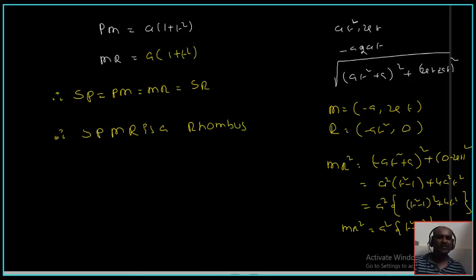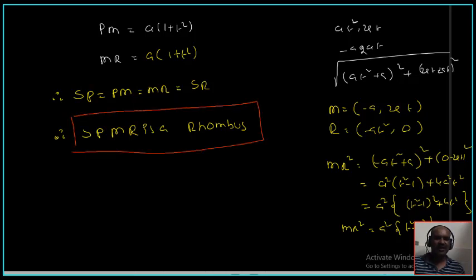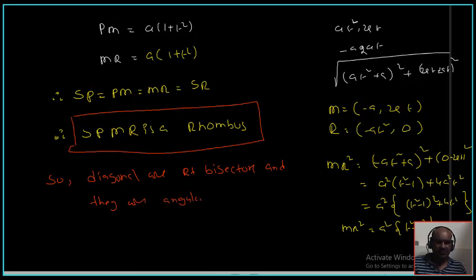Students, finally what you got? The important thing is SPMR is a rhombus. So in a rhombus, diagonals are right bisectors and diagonals are angular bisectors of the vertex angles. So diagonals are right bisectors and they are angular bisectors of vertex angles.